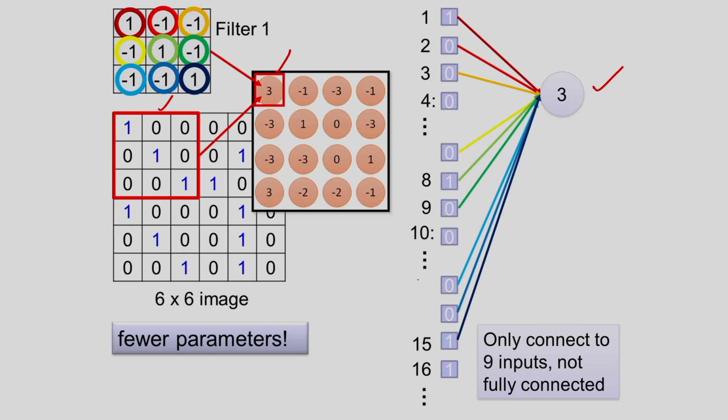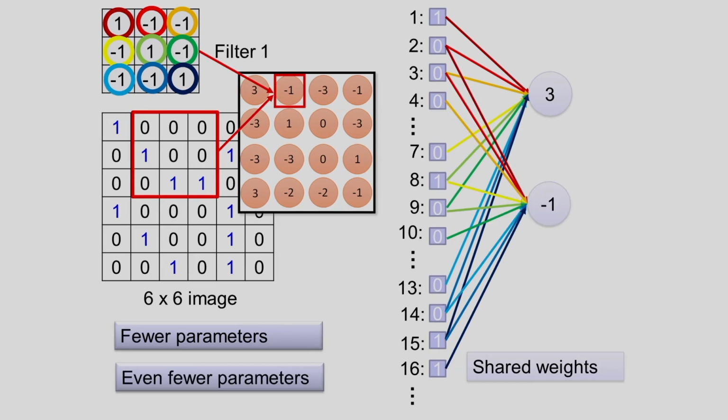So the output is 3. That means corresponding to, suppose, this center pixel, I will be getting the value 3. To get 3, we are doing the connections like this. Only 9 inputs are connected, and it is not fully connected. That means I am reducing the number of connections and the number of parameters. In the second case, if I do the sharing of the weights, then I can reduce the number of parameters further.